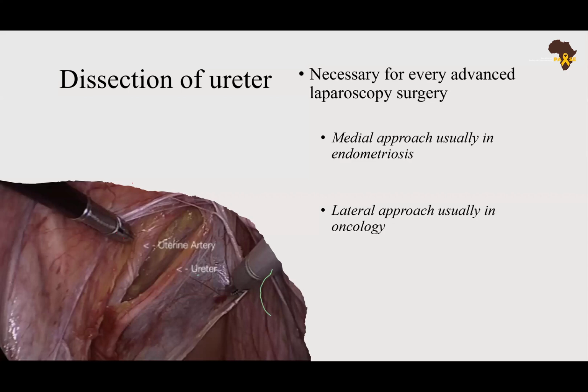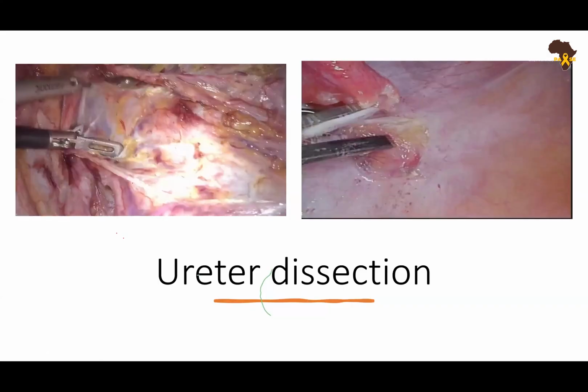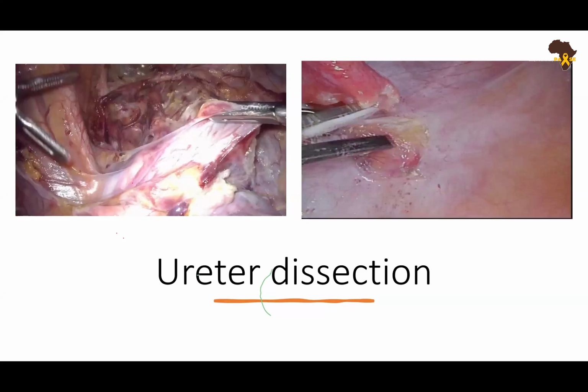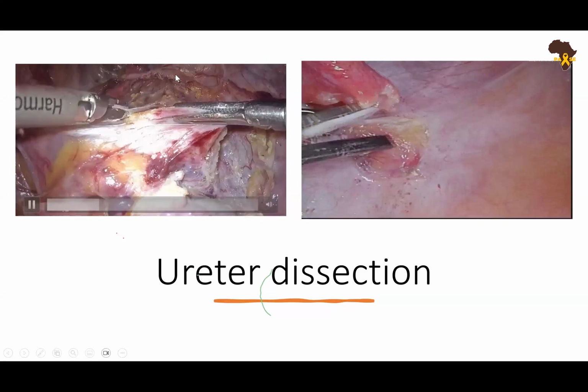How do you dissect it? Do you need to dissect it? Well, it is very necessary to know dissection of the ureter for every advanced laparoscopic surgical procedure. So the medial approach is usually used in endometriosis, and the lateral approach would be used in oncology. When we start off with dissection of the ureter, we would be able to dissect it off completely. You can see the vessels there, the uterine artery going over it.